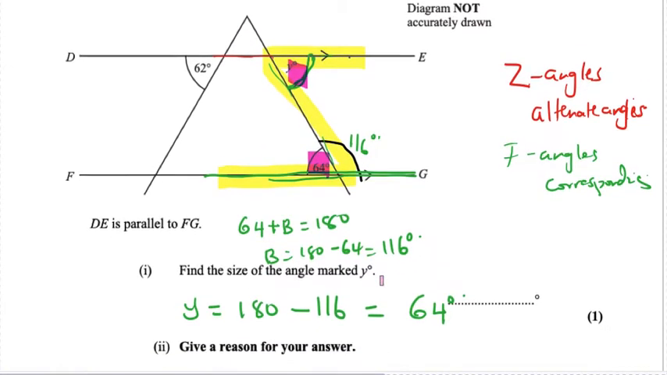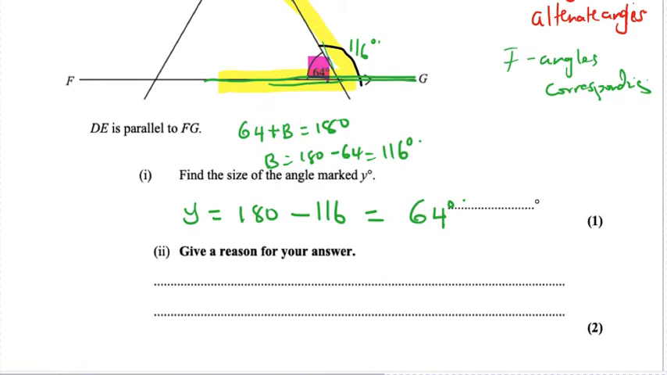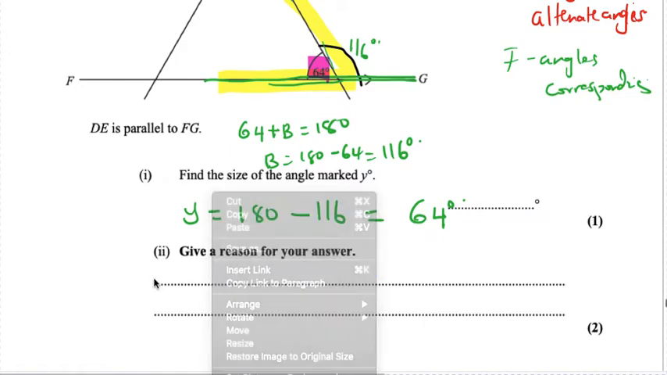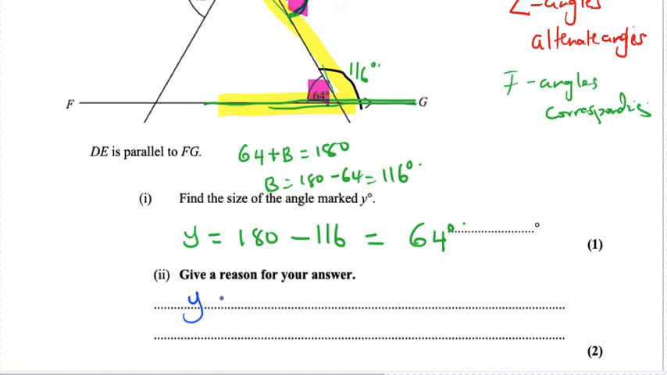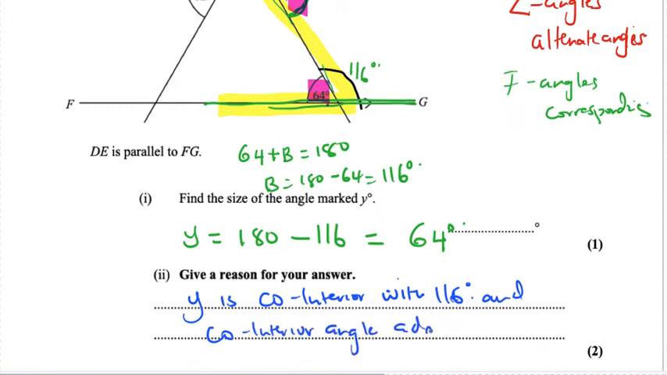Let's continue. Oh, there is reason. Okay, let's write the reason. The reason we could say is y is co-interior with 116, and co-interior angles add up to 180. Okay, so therefore y is 64.